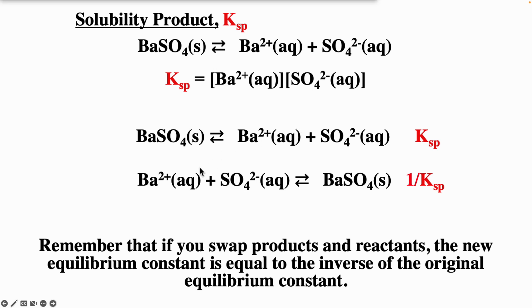Now, if we take the reaction in reverse, reactants over products, again, the equilibrium constant is 1 over the Ksp. So if you flip a reaction, you take the inverse of the equilibrium constant to get the value for the new equilibrium constant.